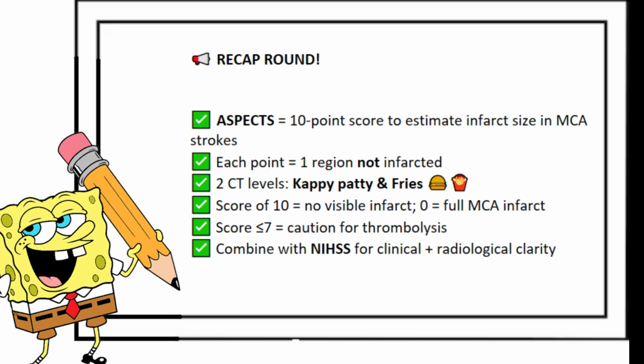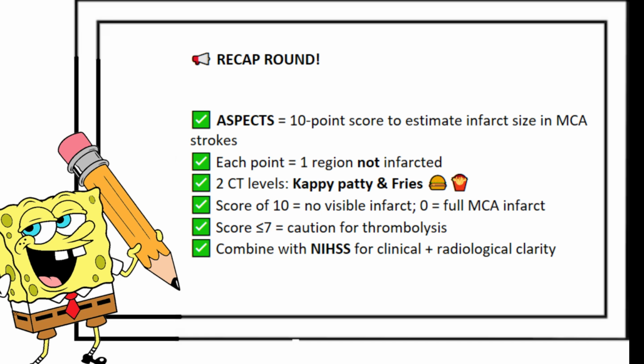Each point equals one region that's not infarcted. There are two city levels, the crappy party and the fries, or the basal ganglia level and the supra-basal ganglia level. A score of 10 is the maximum score you can ever get, and basically that tells you there are no visible infarcts.